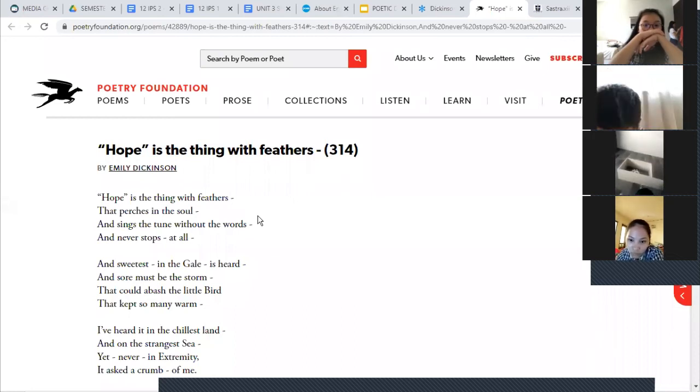It's maybe like a branch or something, right? So in this case, what does that mean then? Hope is like a bird that is a place to rest for our soul. Exactly. And you could also see that as if hope is within the soul, right? If hope is the bird, and the bird perches in the soul, then hope is what rests within us, right? And sings the tune without the words.